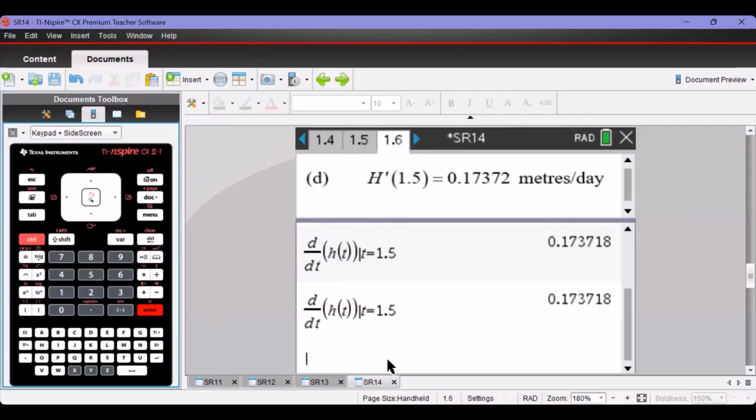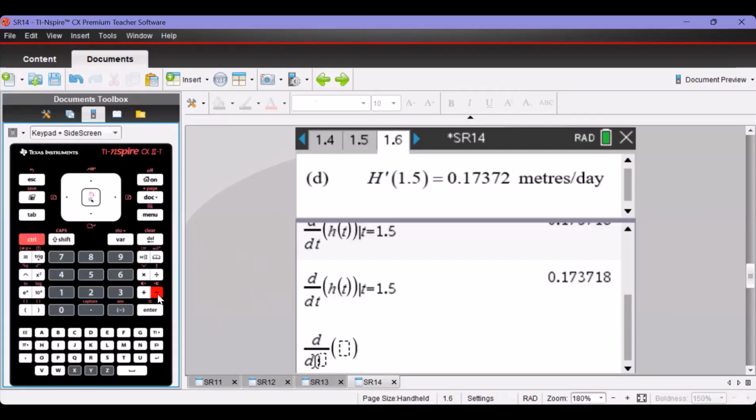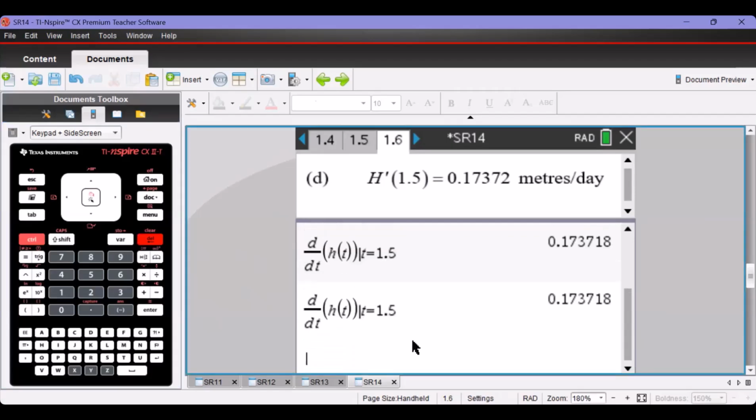And also, if you press Shift minus, that also gives you the template for the derivative, and you can fill it in as I've done for those two previous entry lines. So we've completed part D. H dash of 1.5 is 0.17372 metres per day.